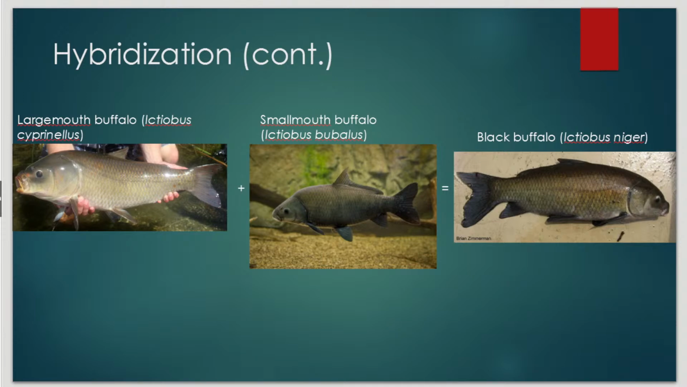But this can happen. This is what's called a reticulation. So you get 2 species which interbreed, and of course these 2 species still exist. You can still find largemouth and smallmouth buffalo. They're still doing their own stuff, but it just so happens that they've also interbred enough to produce the black buffalo, which now can interbreed and go on their own merry way.